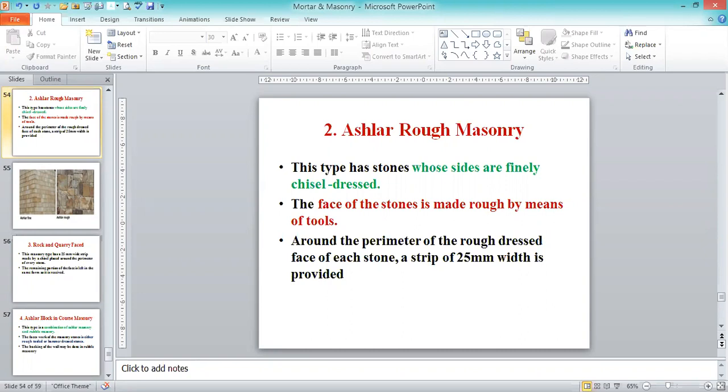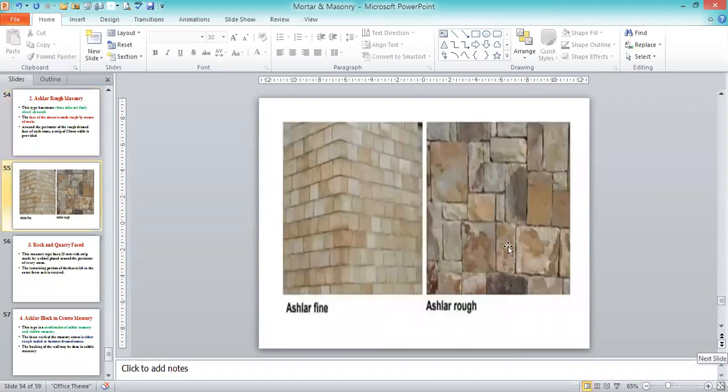Various tools are used, and if it is rough, automatically the joint is also going to be very easy to do, and hard and durable. The joint itself is going to be hard and durable. Then it is called ashlar rough masonry. Ashlar rough masonry doesn't require any skilled labor. But if you go for ashlar fine masonry, the dressing of the stones, the sizing and shaping, needs more precautions, so we have to go for skilled labor. But here, skilled labor is not required.